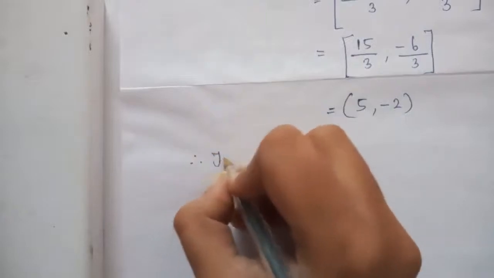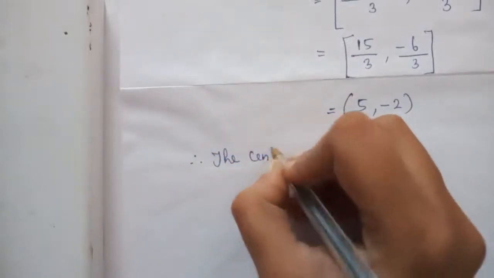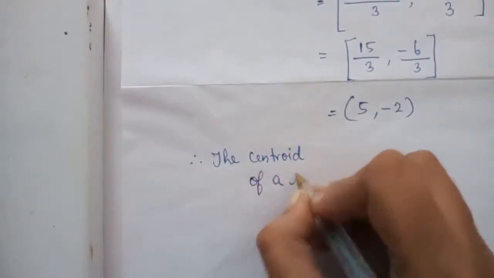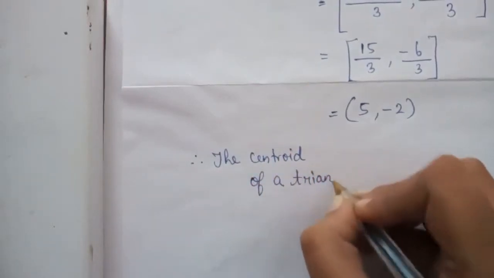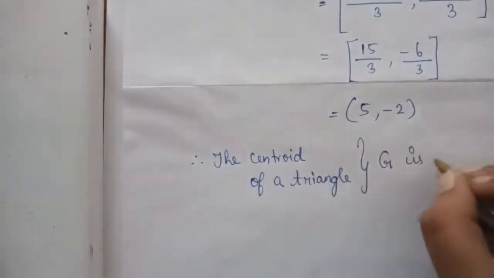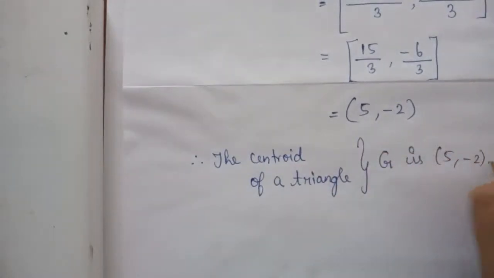So therefore, the centroid of a triangle G is 5, minus 2.